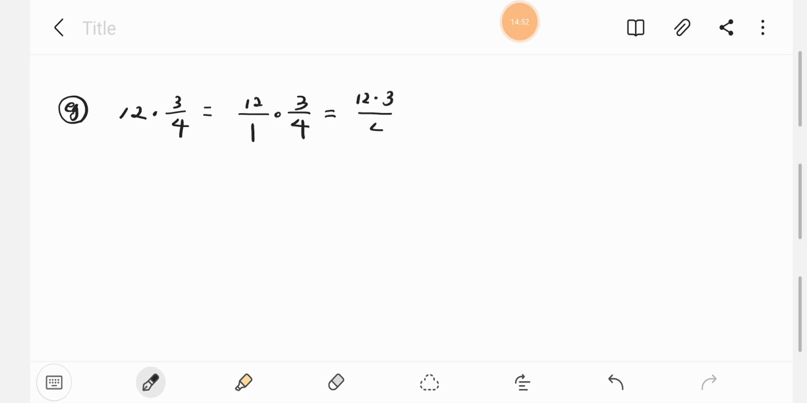The denominator is 4. Actually, this is 1 times 4, right? 1 times 4. And 12 and 4 are divisible by 4. 12 is divisible by 4, so, okay, let me write it. 12 is 4 times 3, and 1 times 4 is 4, so you can cancel this out. So the result is 9 over 1, which is 9, right? 9.